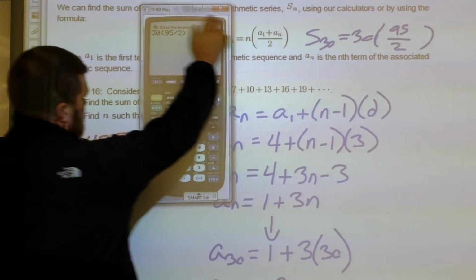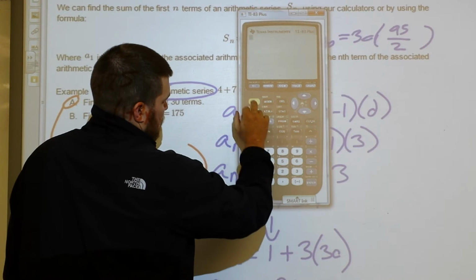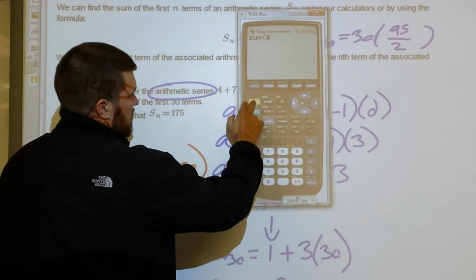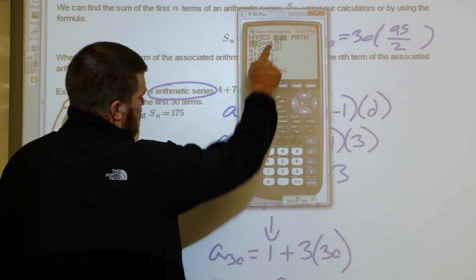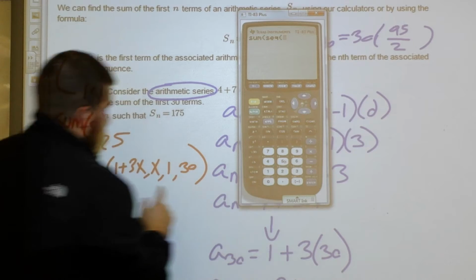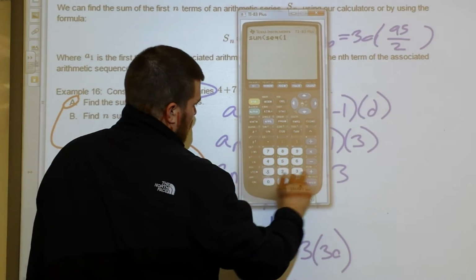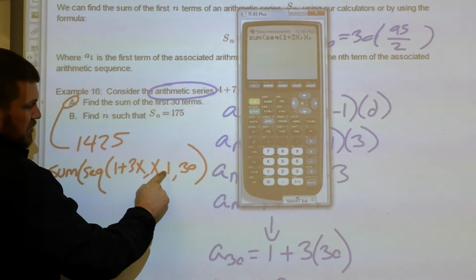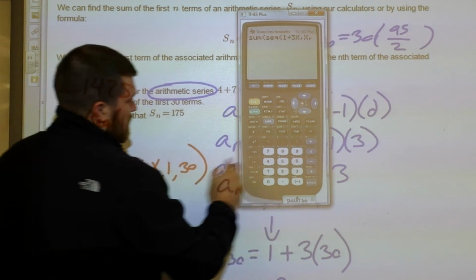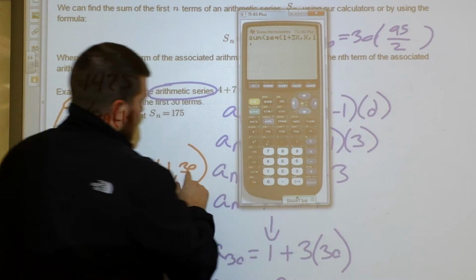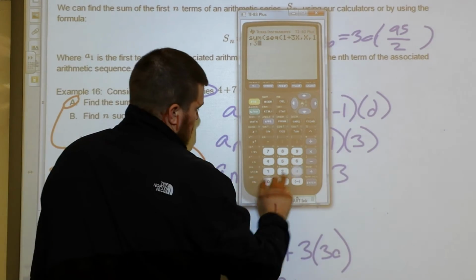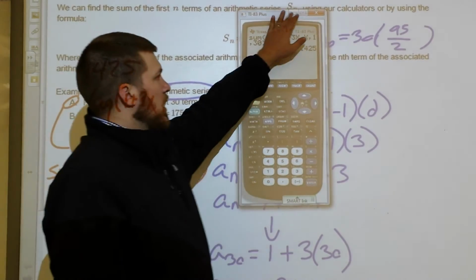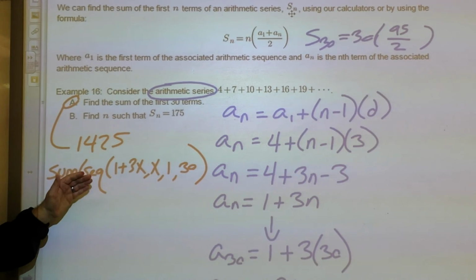So I'm going to start by saying 2nd stat, go to the math menu, option 5 for sum. 2nd stat, go to the ops menu, option 5 for sequence. 1 plus 3x was my rule, comma, x for my variable, comma, 1 because I'm starting in the first position of the series, comma, 30 because I'm stopping in the 30th position of the series. I get 1,425.